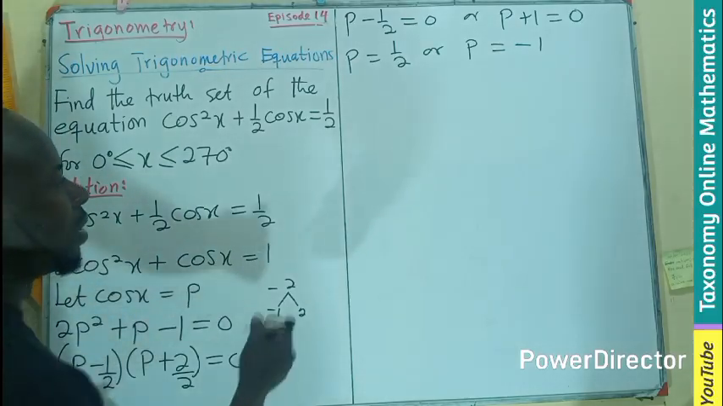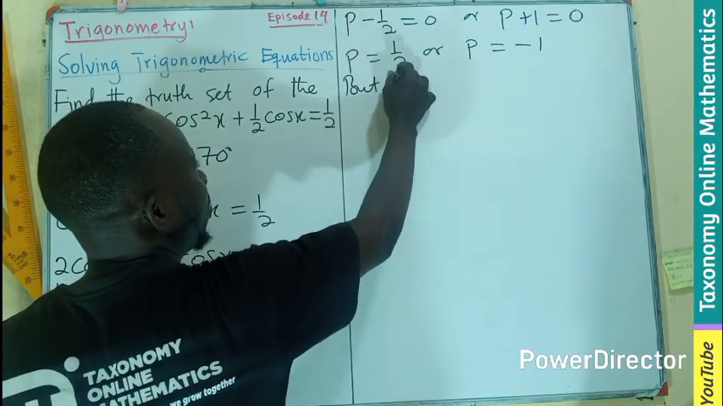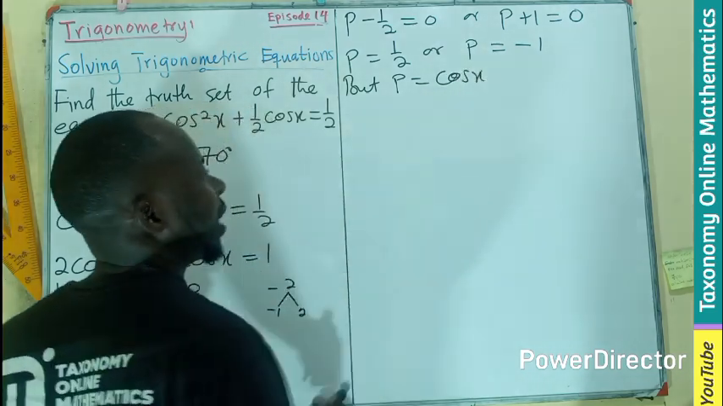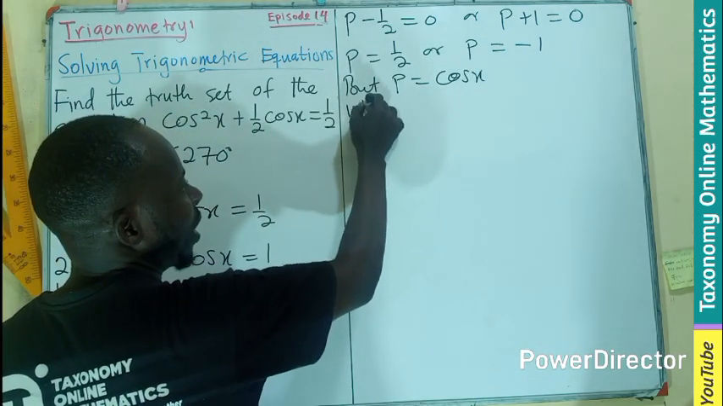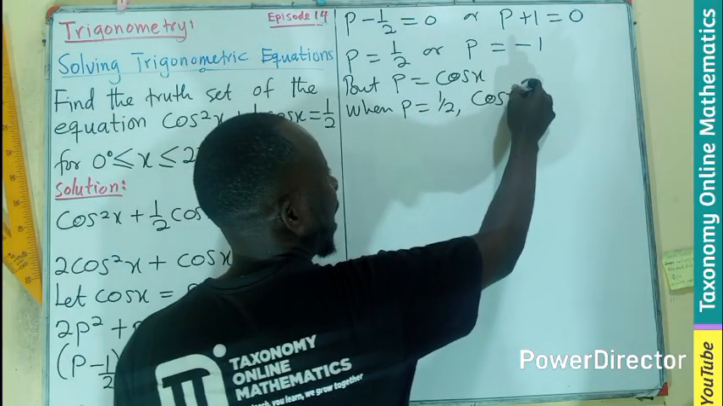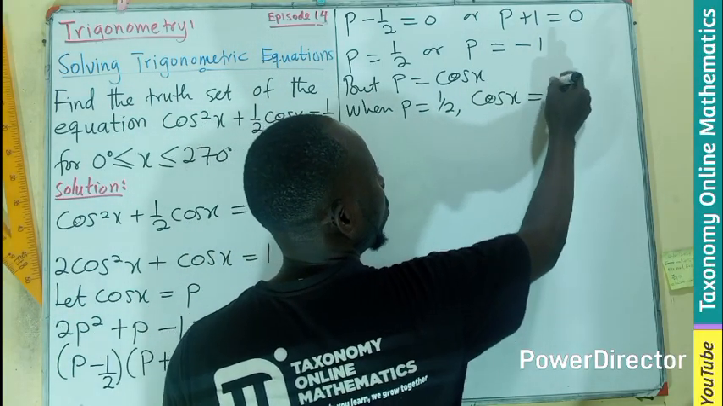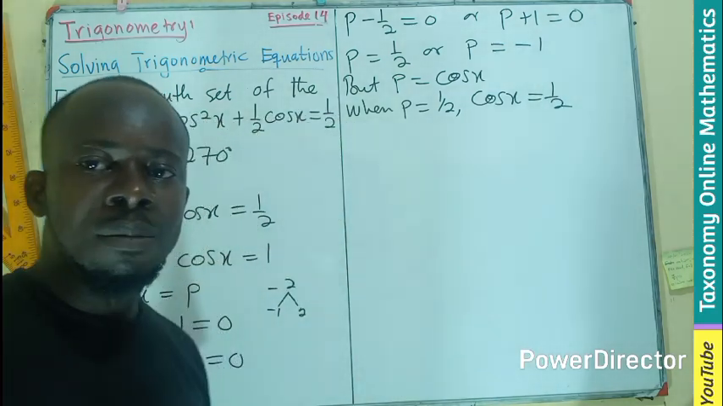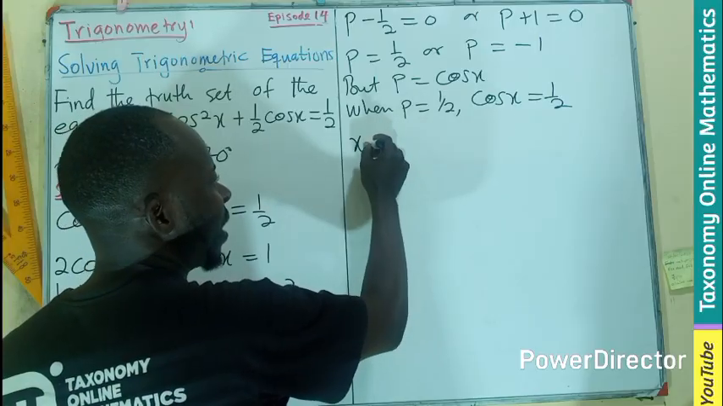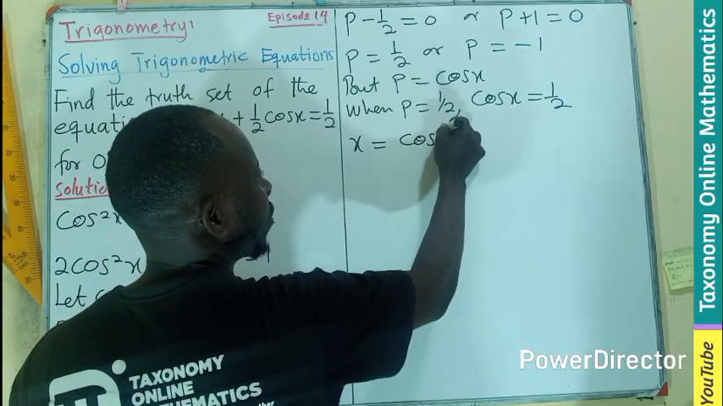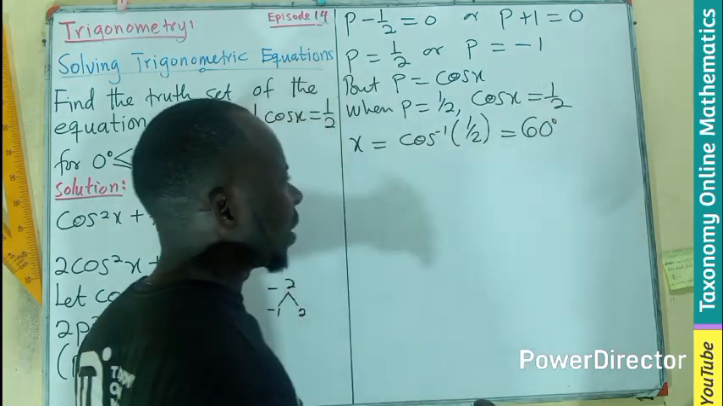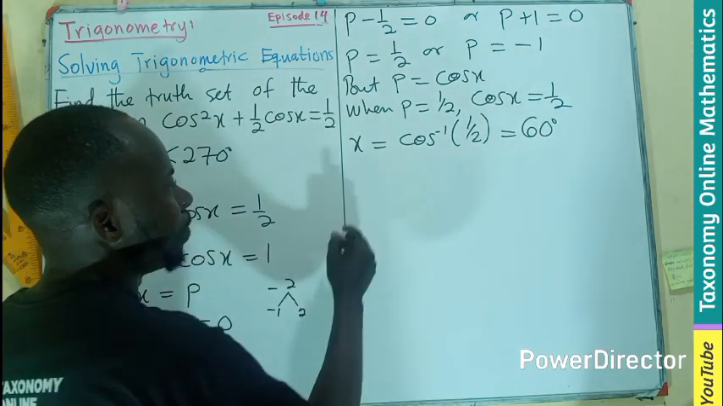We are not looking for P. We introduced P, but our P is the same as what? The cos of x. So when I pick the first one, P equals 1/2, your cos x here will also be equal to 1/2. But our unknown variable is the x, so let's find the cos inverse of that. Cos inverse of 1/2, I think that will be 60 degrees, but we can check on the calculator and see.